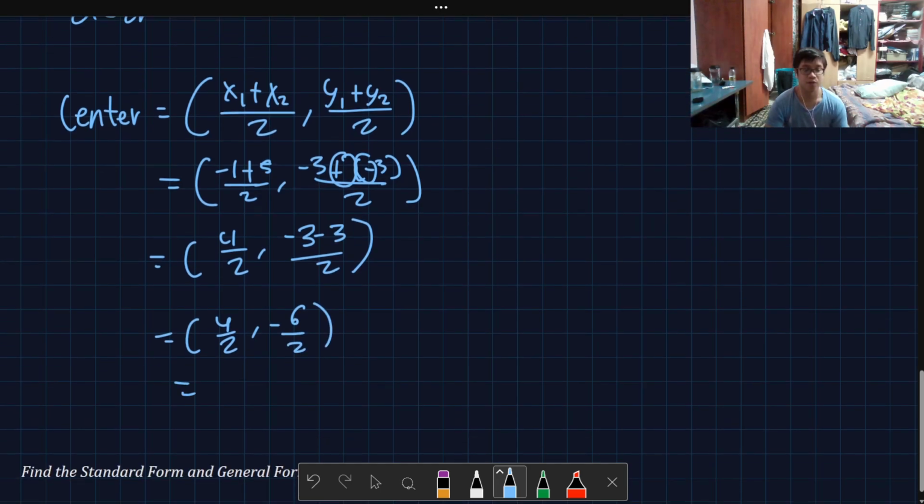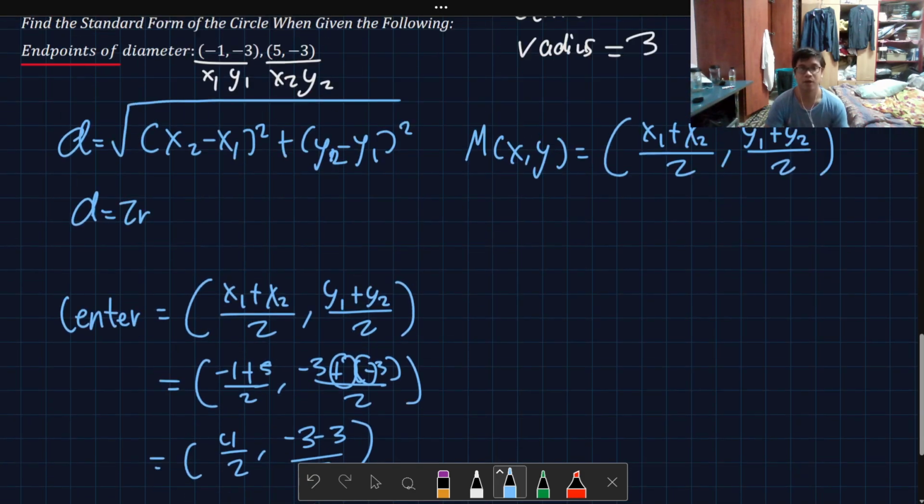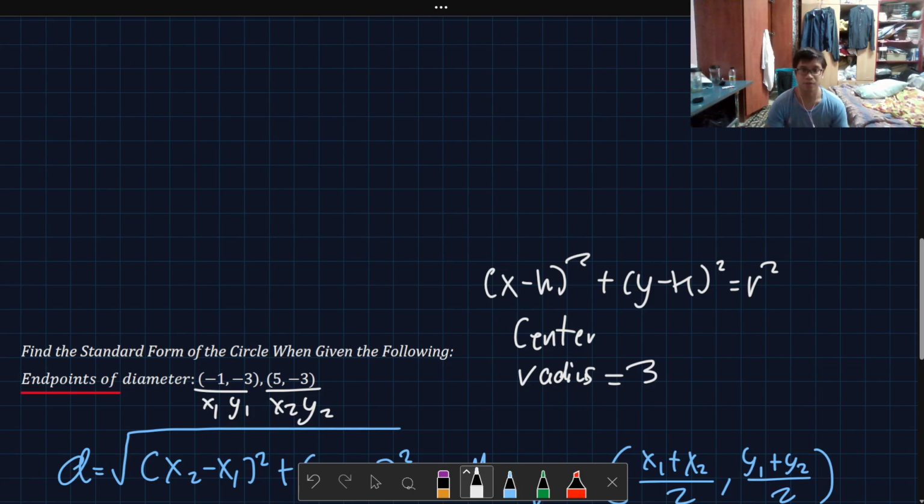Then here, 4 all over 2 is the same as 4 divided by 2, so you have 2. Negative 6 divided by 2 is negative 3. Okay, and that is your answer for finding the center. So you found the center. Your center is (2, negative 3). That's it. And now, in this case, we found your center and radius.